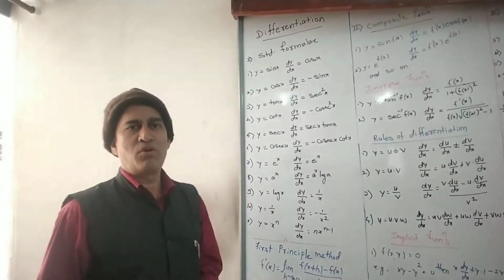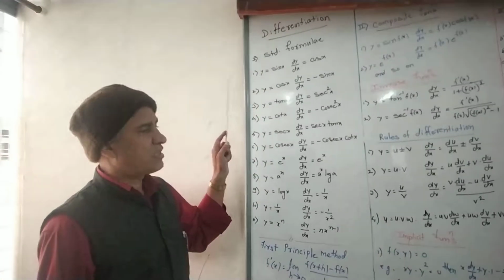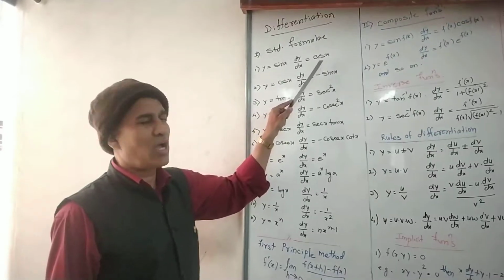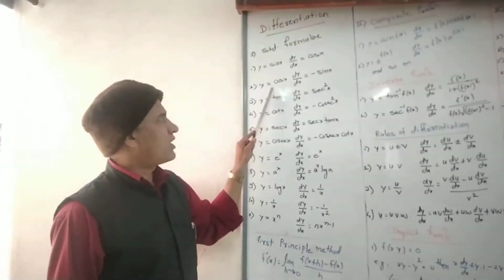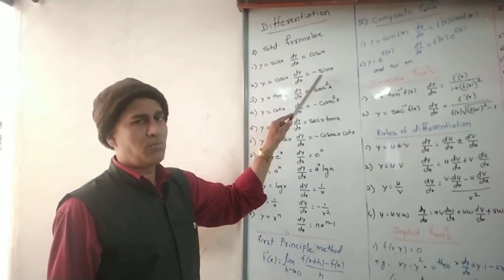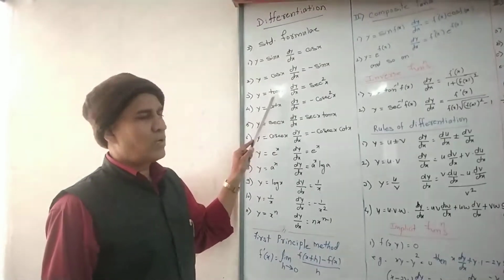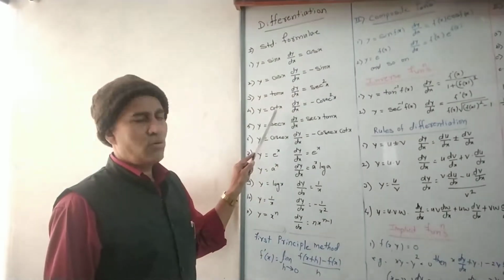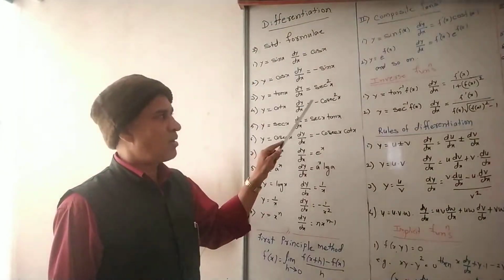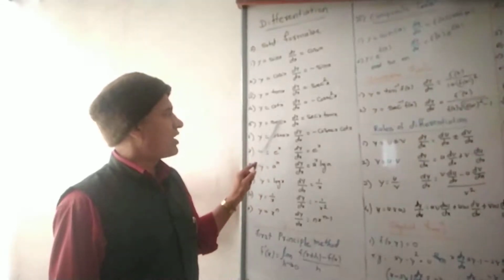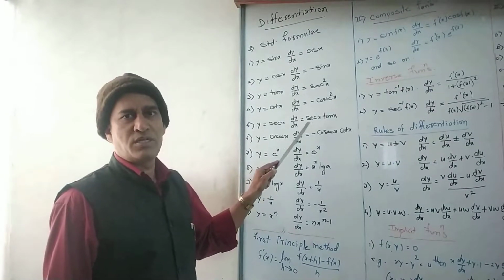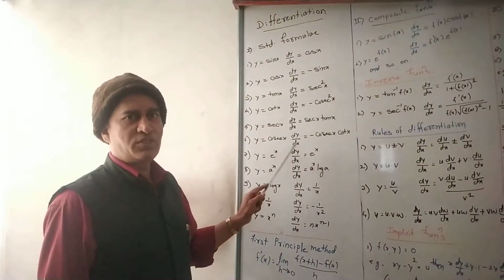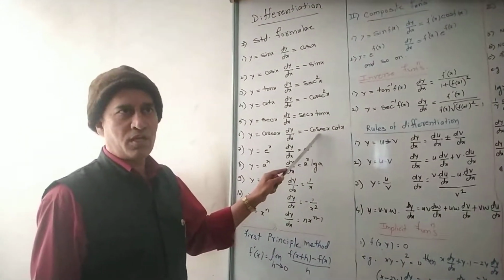That is the standard formula of it. First, we are taking the standard formulas. That is, y equal to sin x, its differentiation is given by cos x. y equal to cos x, its differentiation is given by minus sin x. y equal to tan x, its differentiation is given by sec square x. y equal to cot x, its differentiation is given by minus cosec square x. y equal to sec x, its differentiation is given by sec x into tan x. y equal to cosec x, its differentiation is given by minus cosec x into cot x.